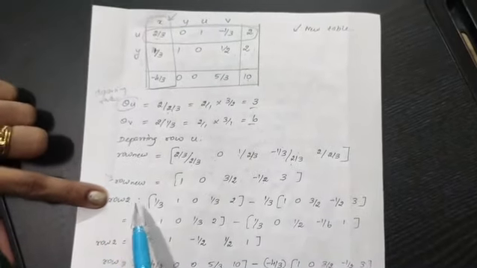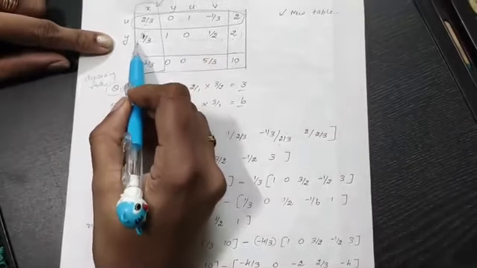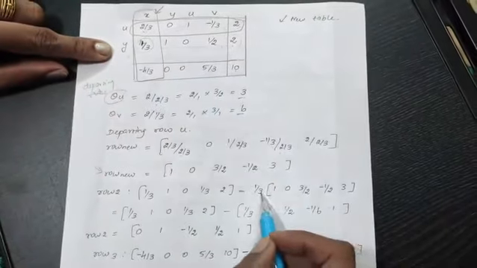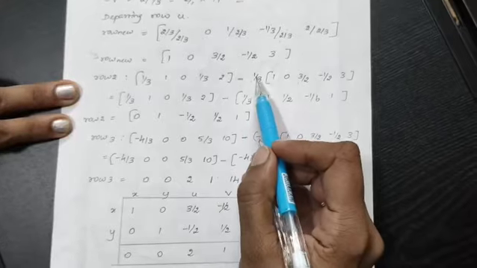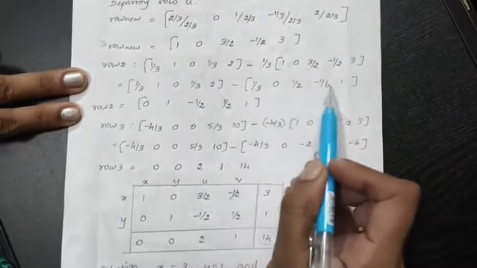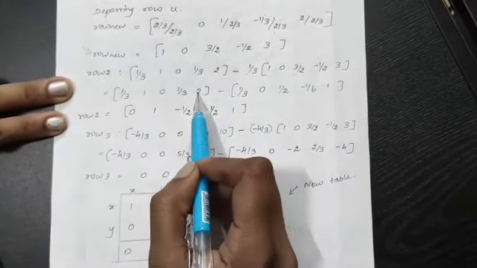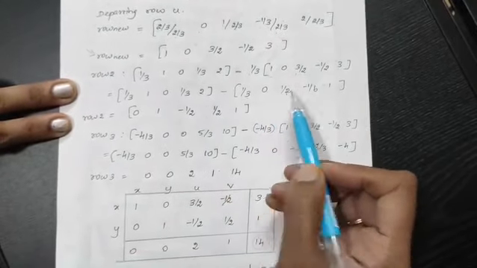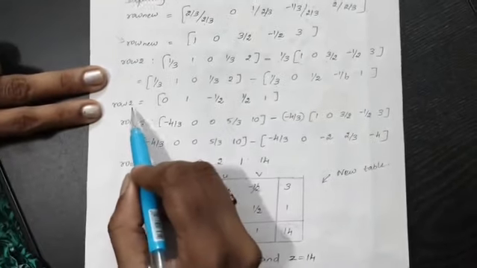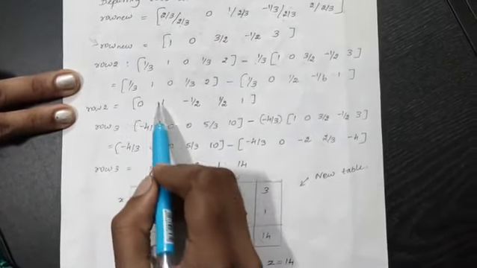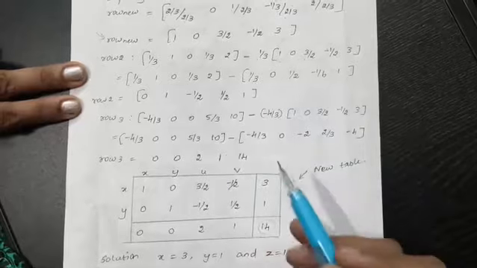Row 2 can be calculated by taking the values of this row minus the pivot column entry 1 by 3 into the row new value. Multiplying this 1 by 3 with these values, we are getting the value like this. Subtract the value 1 by 3, 1, 0, 1 by 3, 2, minus 1 by 3, 0, 1 by 2, minus 1 by 6, 1. After subtracting this, we are getting the second row value like this: 0, 1, minus 1 by 2, then 1 by 2, then 2 minus 1, 1.